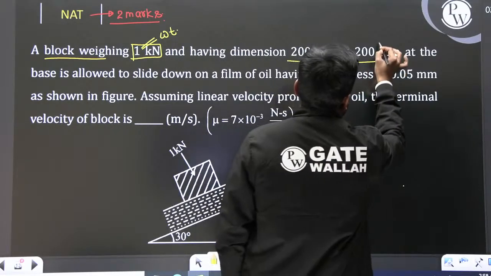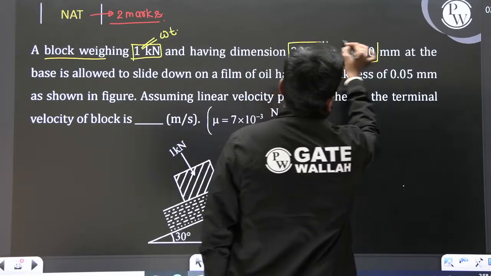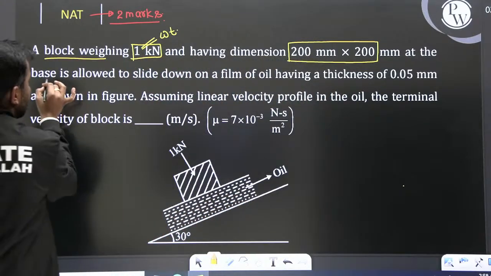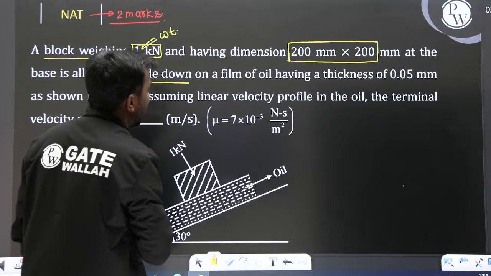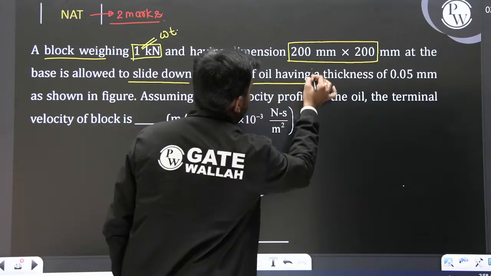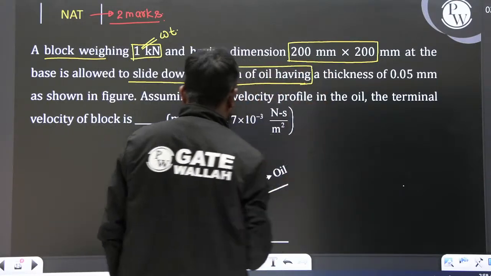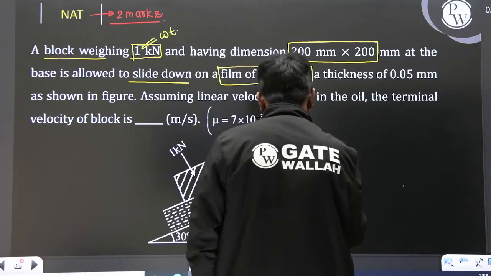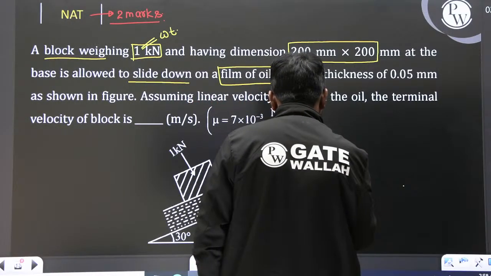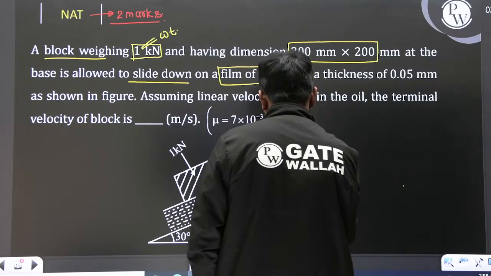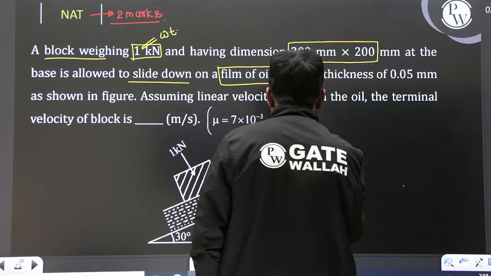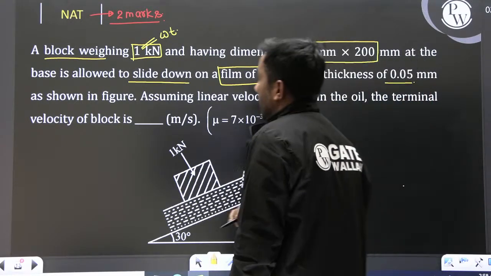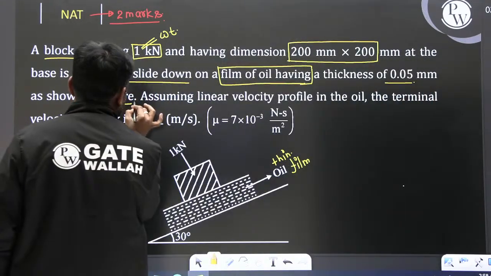So this dimension is given as 200 mm into 200 mm. And the base is allowed to slide down on a film of oil. So the block is moving on a thin oil film, and the thickness is given as 0.05 mm as shown in the diagram.